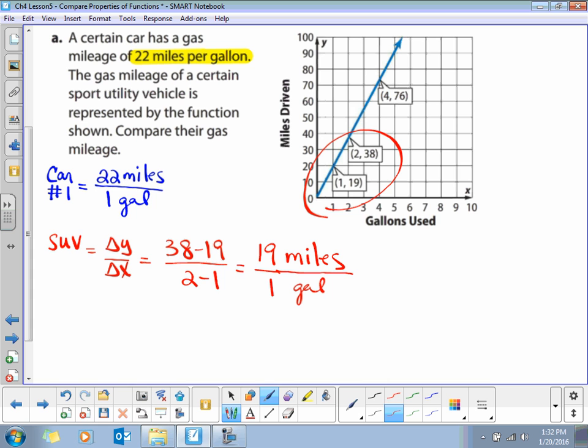So which one has better gas mileage? The car. Very good. So the car gets better gas mileage.